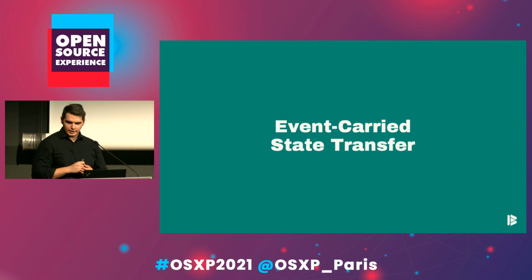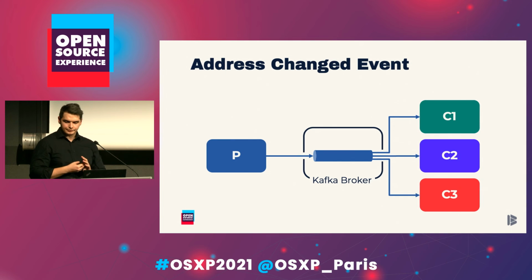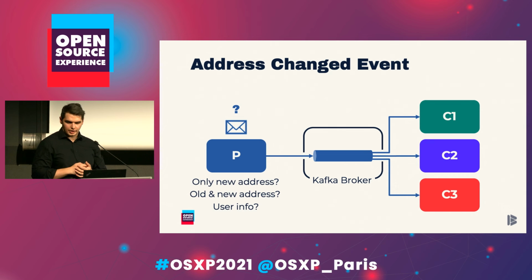Cool. The next type of events are event-carried state transfer. So with event notification, it's all about that action. With event-carried state transfer, it's all about a change in the state. So I took the address changed event, right? A user that is connected to an e-commerce platform has an address persisted in there and just changes it.